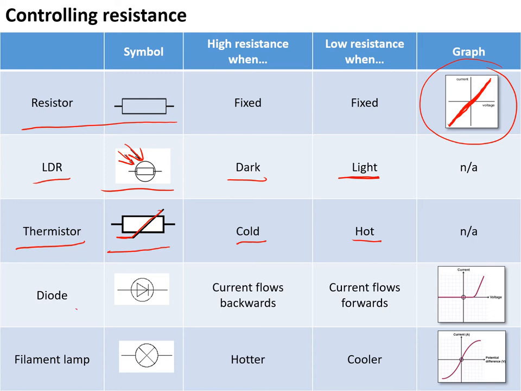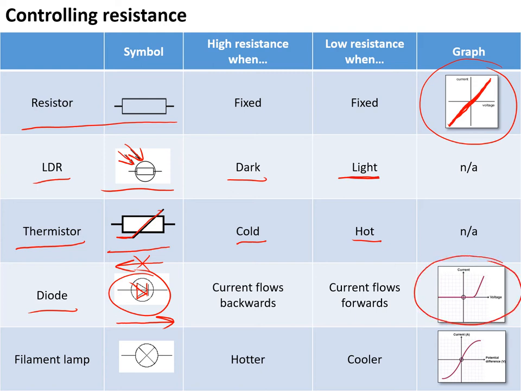Next, we have a diode. Now, here is the symbol for a diode. If you look at the diode, it's got this triangle with a line. That's supposed to represent the idea that current can go forwards through the diode, but it can't go backwards. So these things have very high resistance when current flows one way and very low resistance when current flows the other way. And if we draw a graph of the voltage and the current again, it looks something like this.